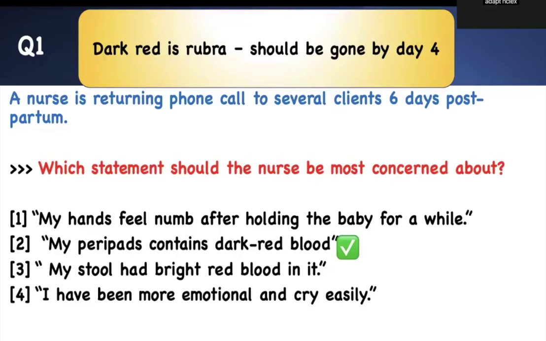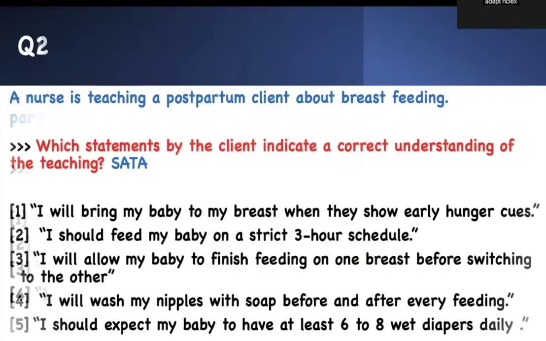We're going to use this content, this strategy, to answer each question. A nurse is teaching a postpartum client about what? Breastfeeding. What am I going to teach you here? Breastfeeding. If you have not seen a video about it, write that concept down. If you're in nursing school, know breastfeeding. And for the NCLEX, know breastfeeding. What are the things they're going to ask you?